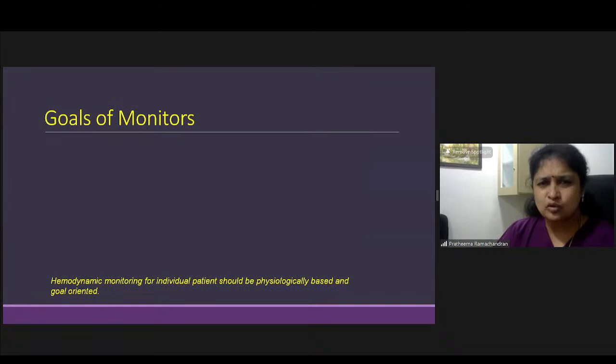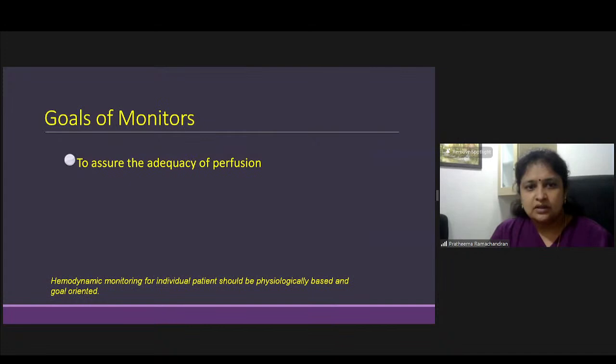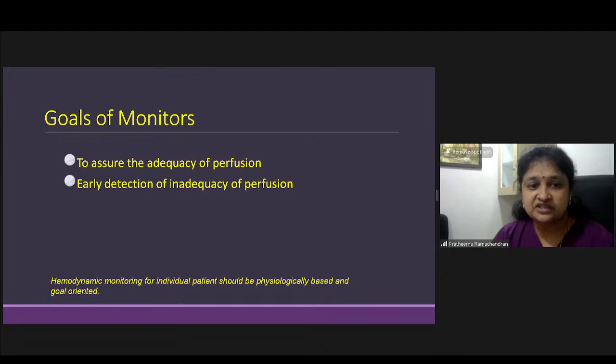So what is the goal of monitoring? What do you want to see? So assure the adequacy of perfusion. We are standing at the bedside. We need monitors to look into the patient. So monitors are a communication between the patient and us. So we need to look into the adequacy of perfusion. Is the blood getting perfused well? And if there is any inadequacy, the monitors need to tell us or alert us in an early way so that we can act upon it and catch and prevent further deterioration.